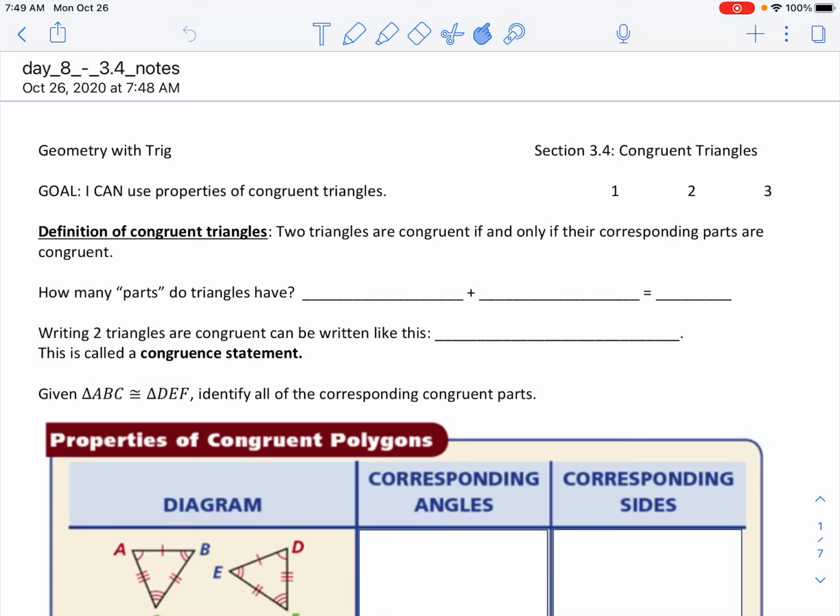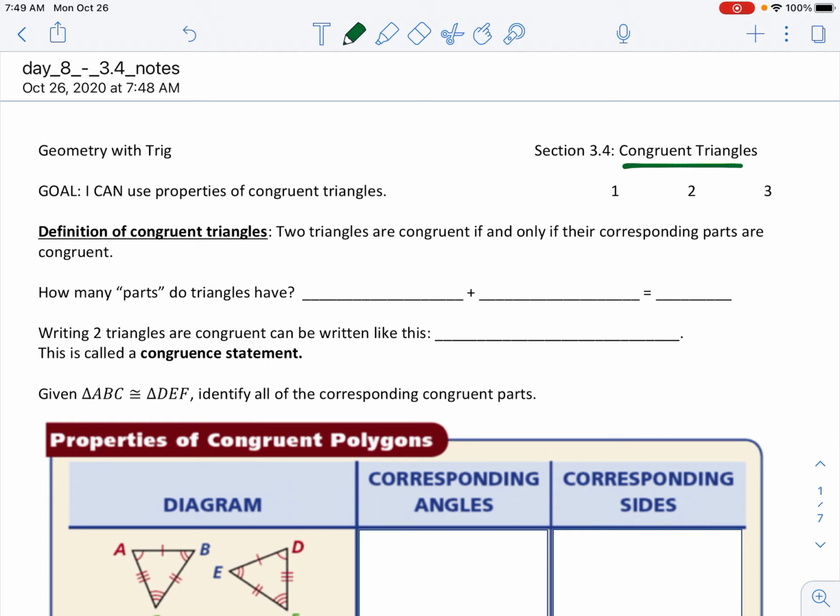Okay, today we're going to move on to the next section, 3.4, where we'll be looking at congruent triangles in this chapter. Remember, last section we figured out that a triangle adds up to 180, and we looked at the exterior angle theorem. All right, so here we go, congruent triangles.